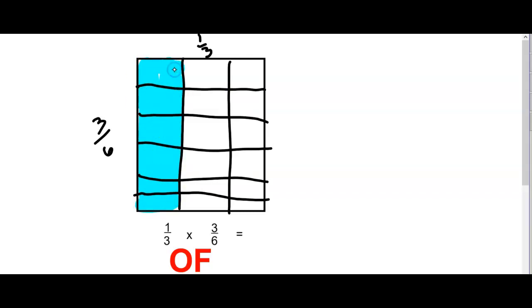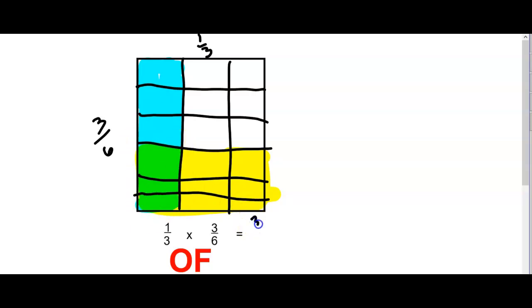Okay, so 1/3 blue. Now I want to find out what 3/6 of that would be. So to figure that out, I'm going to color in 3 out of the 6. And my answer is going to be in that green part, that piece of a piece. So what's 1/3 of 3/6? And it's right here in this green section.